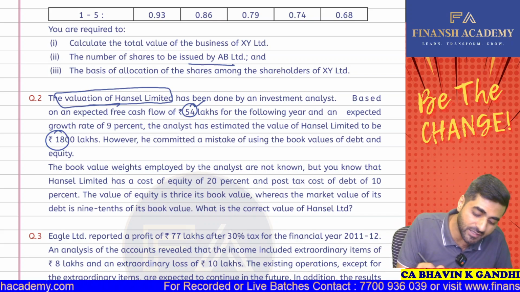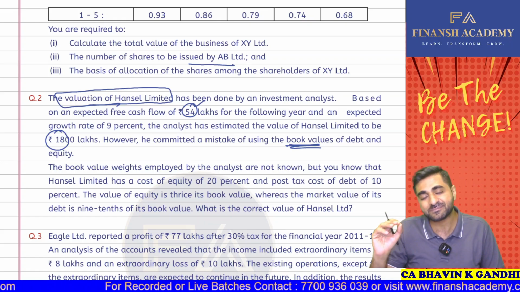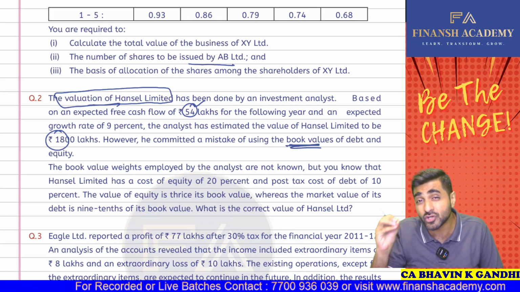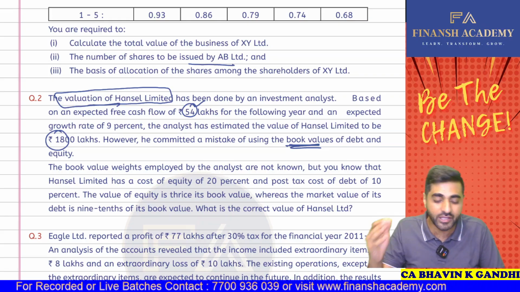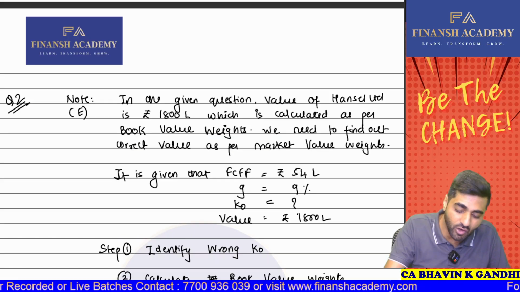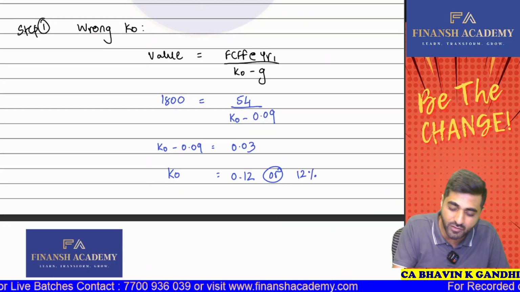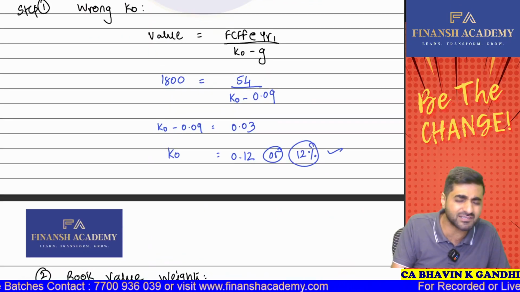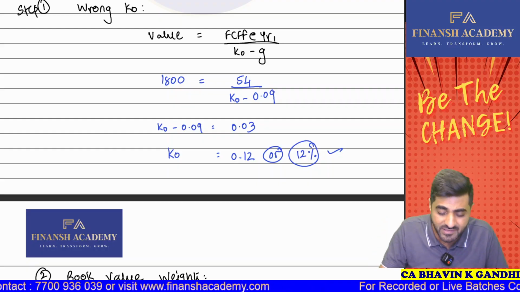Now, first of all, tell me that this value is considered by taking book value weights. So this is actually a wrong valuation. The first step you need to do is find out the wrong KO. So how will you find out the wrong KO? Based on this, we get the wrong KO of 12%. We are just simply applying this in the formula.